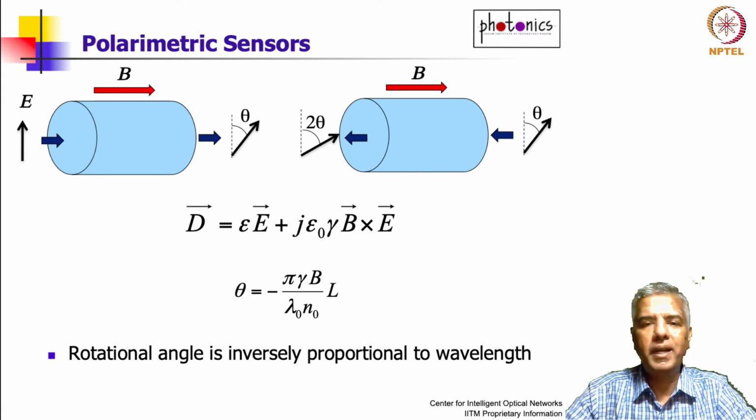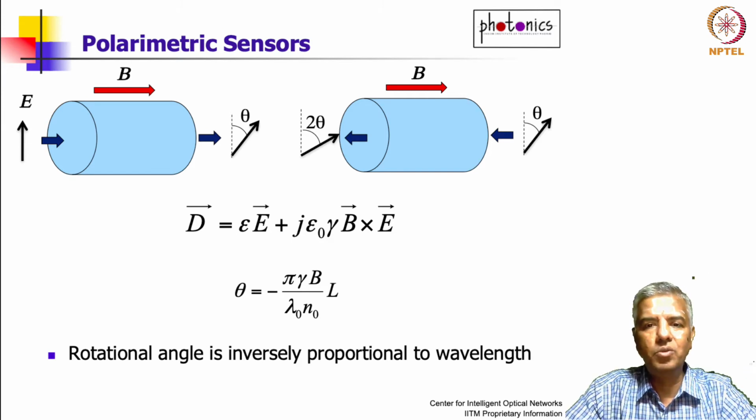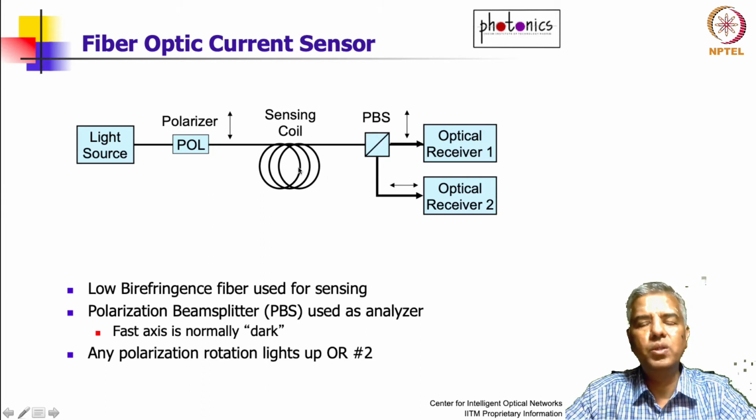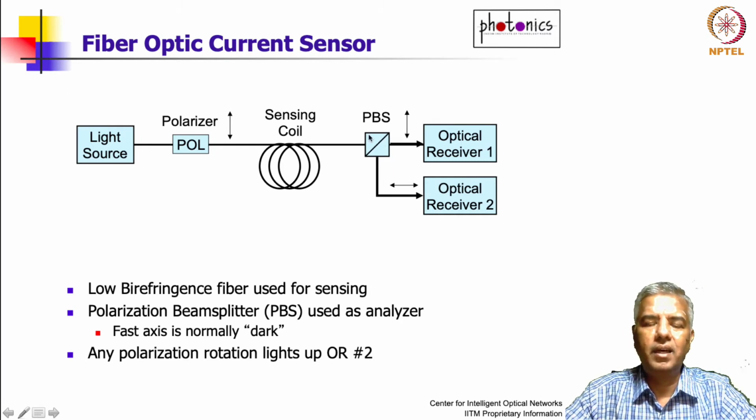But we are planning to use this for a sensor. So let's see how it can be used for a sensing application. To see that, let's consider a light source, and let it go through a polarizer, so that what's coming out of the polarizer is vertically polarized, and then it goes through a certain length of fiber, and on the other side you have an analyzer. In this case, it's called a polarization beam splitter.